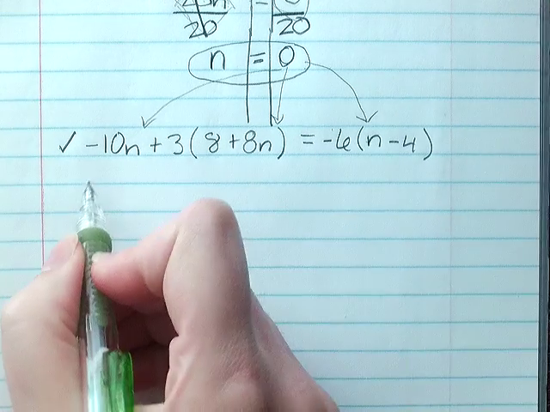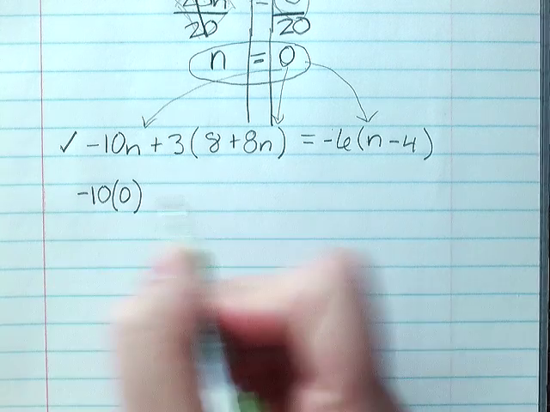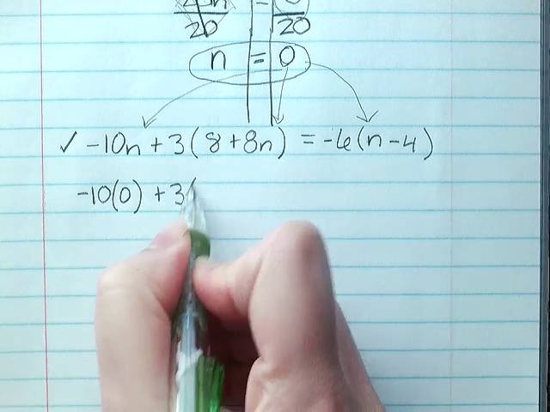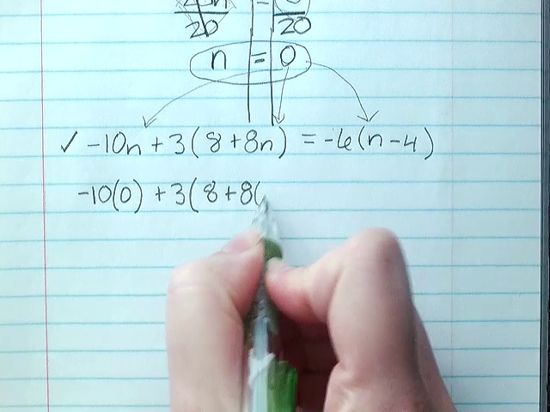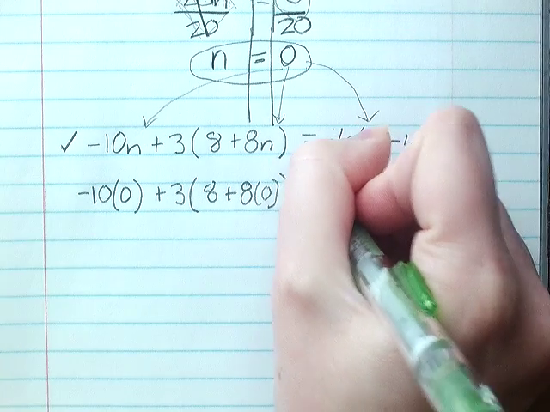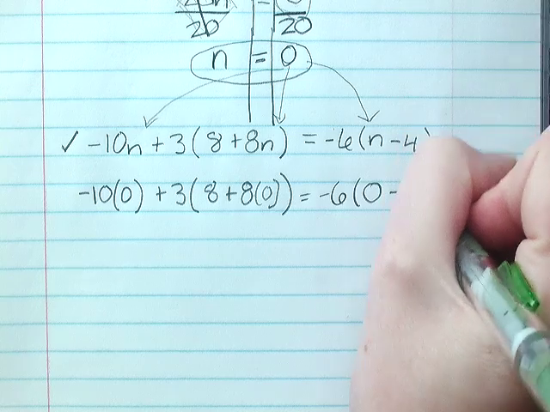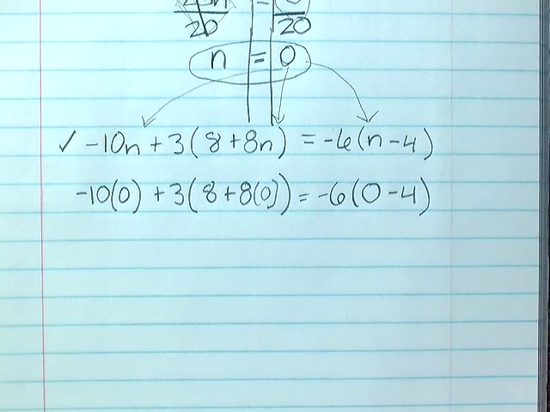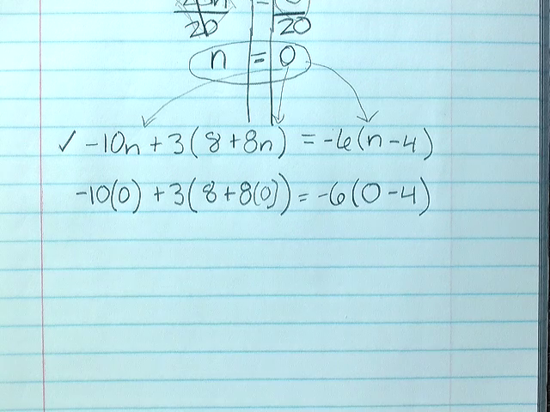Okay, so this then becomes negative 10, remember this is times 0, plus 3, and then in parentheses, this would be 8 plus 8 times 0, equals negative 6 times 0 minus 4. Okay, so I just rewrote this exact same problem, but anywhere I saw an n, I put in zeros. Okay, so let's start simplifying.